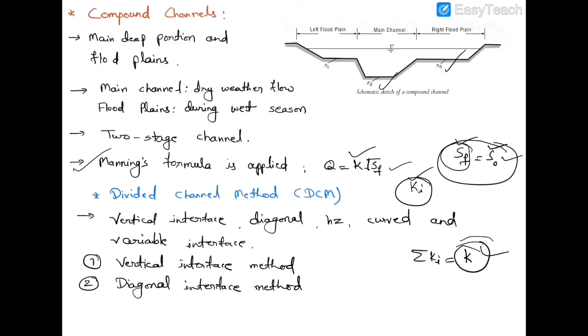Now we come to the methods which are used to solve the compound channel problem. The most widely used and popular method is the divided channel method. This method is further divided into a number of methods like vertical interface method, diagonal interface, horizontal interface, curved interface, and variable interface method. But mostly the vertical interface method and diagonal interface method are used because they give reasonably good results.